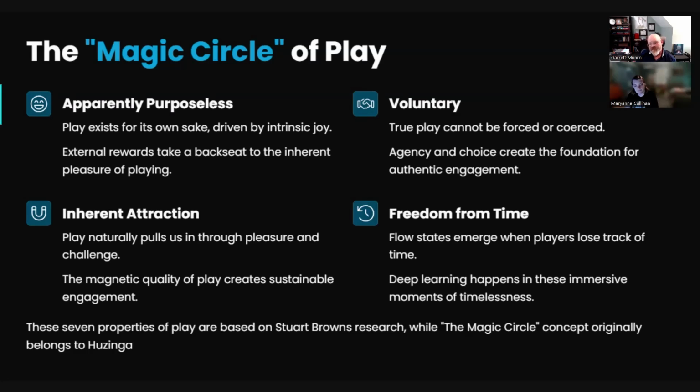And then Stuart Brown went on to identify seven different properties of play. I'm not going to go through all of these, but I want to highlight a couple because they show some of the opportunities and challenges of using game-based learning in teaching and learning. The first one is what some educators and parents struggle with, which is its apparent purposelessness, that people have a hard time with play or fun.